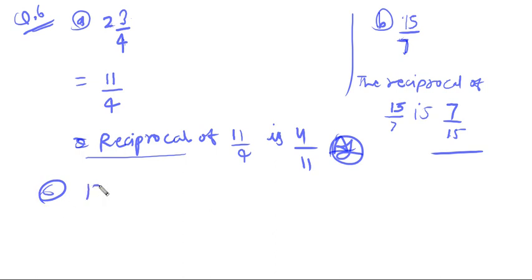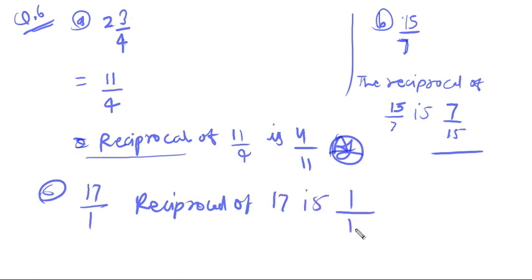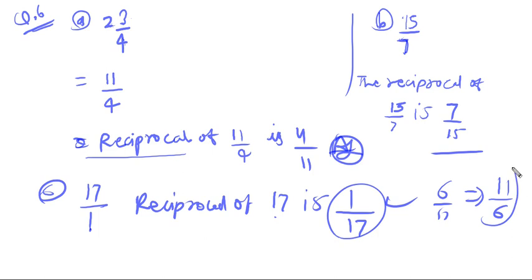Part number C, that is 17. There is nothing in the denominator, which means there is a 1 in the denominator. So the reciprocal of 17 is 1 upon 17, right? And the reciprocal of 6 upon 11 will be 11 upon 6, right?